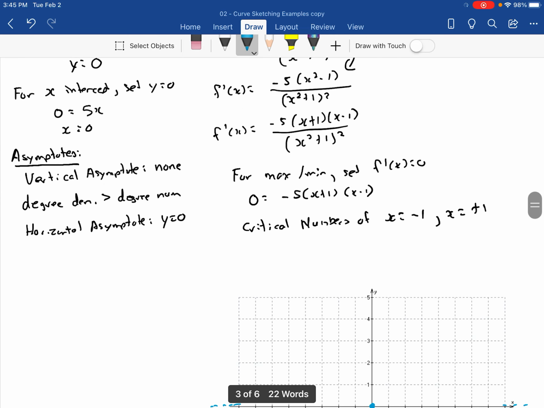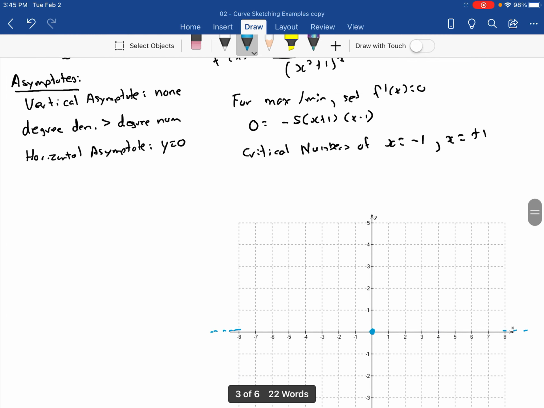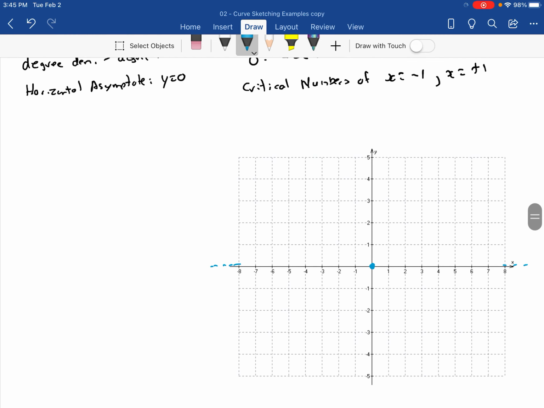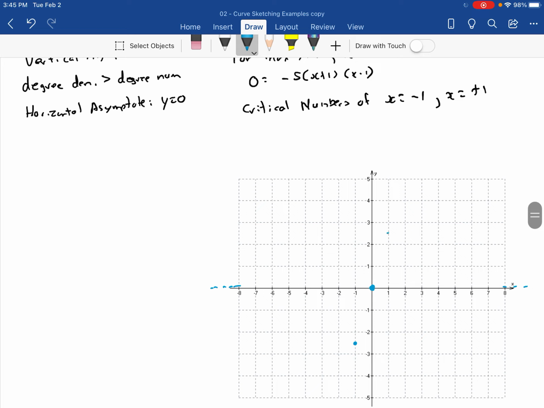Next, I found these max and mins. Where were they? -1, -2.5 was a min. So that was right about there. And then the max was 1, 2.5, right about there. So that's coming along really good. I can sort of see what's going to happen here.